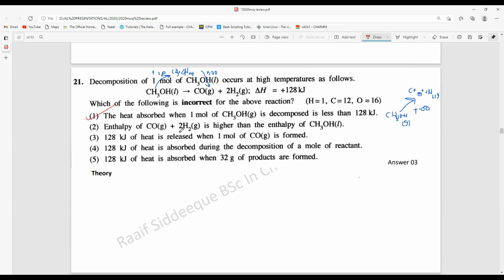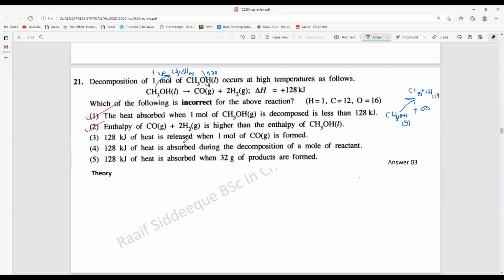Enthalpy of CO plus 2H2 is higher than the enthalpy of CH3OH liquid. It should be, right? Because we normally calculate enthalpy of the product minus enthalpy of the reactant according to the typical law. So the enthalpy of the product should be a higher value than the enthalpy of the reactants. Otherwise, you won't get a positive answer. So this is also correct.